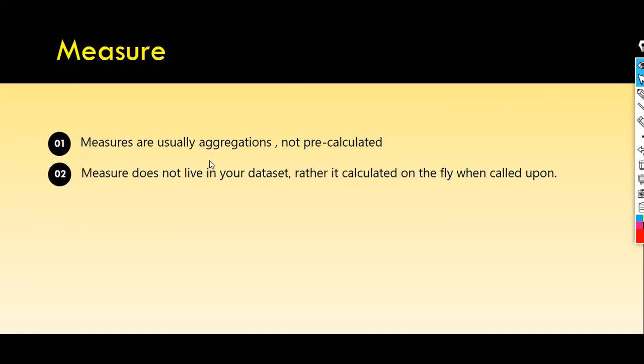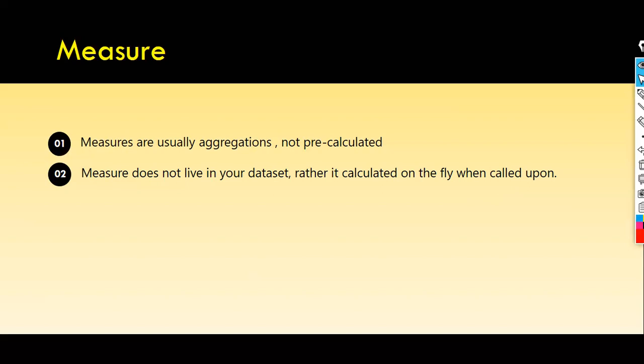That means whenever you call the measure, it will be calculated on the fly. Hence, it is CPU intensive, whereas calculated columns are memory intensive. The more columns you add, and importantly, the more records there are, the more memory intensive it is. You need to store a huge volume of data in memory. Whereas in the case of a measure, it doesn't require any memory.